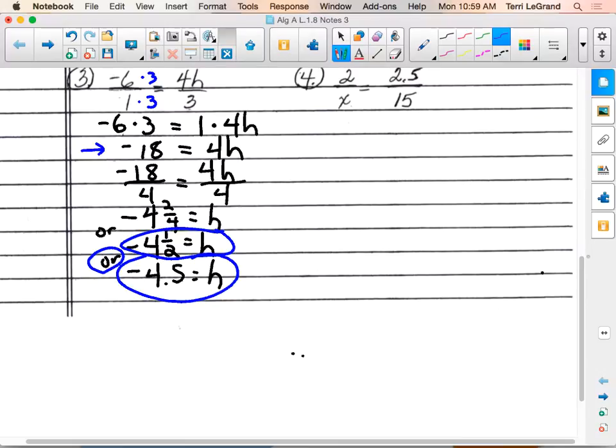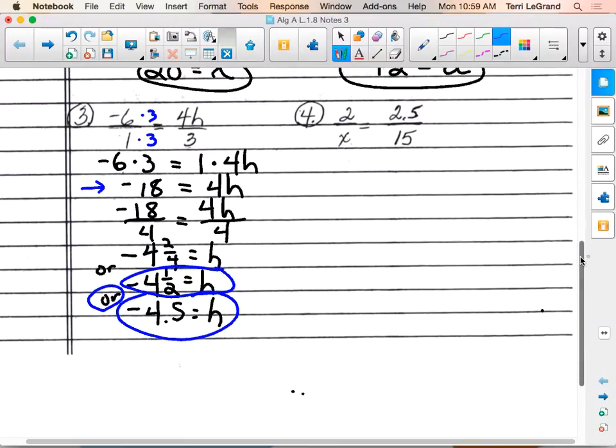Okay. You know, I look at this one up here, and this is definitely one of those that I just want to start and say, does anybody happen to know what you take 2 times to get 2 1/2? Anybody just happen to know what you take 2 times to get 2 1/2? 1.5? 2 times 1.5 is 3.